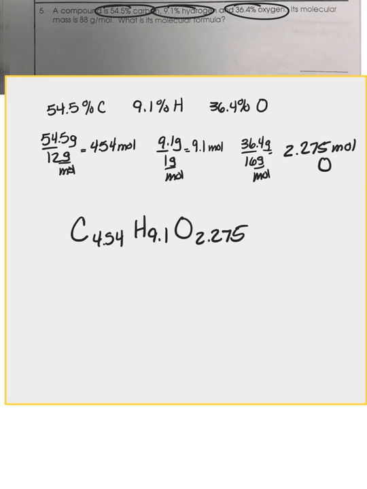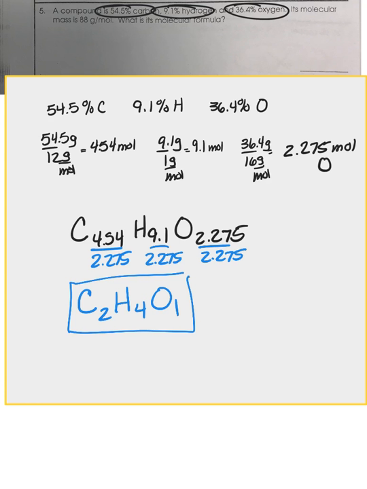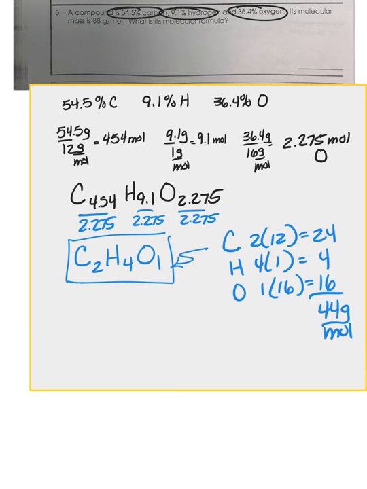I'm going to divide through by the smallest number, which is 2.275. So I got an empirical formula that looks like this, because 4.54 divided by 2.275 is 2, 9.1 divided by 2.275 is 4, and oxygen's 2.2 divided by 2.2 is 1. So that's the empirical formula. Now we have to find the gram formula mass of that empirical formula. Right here, I'll do it in green, I calculated the gram formula mass of this empirical formula.